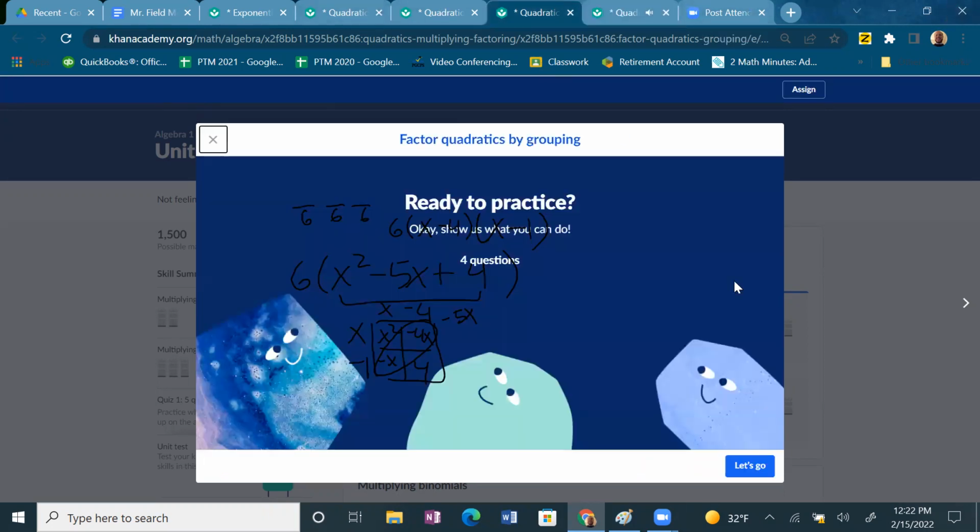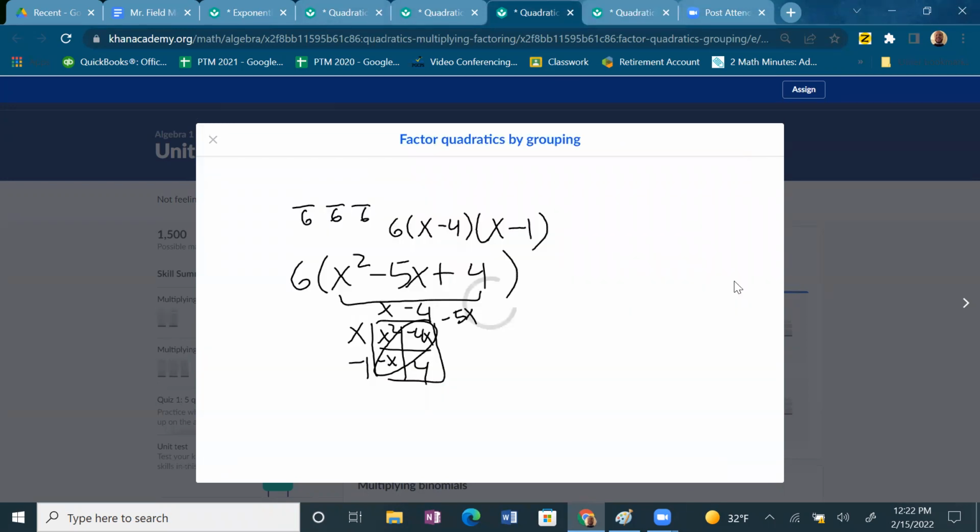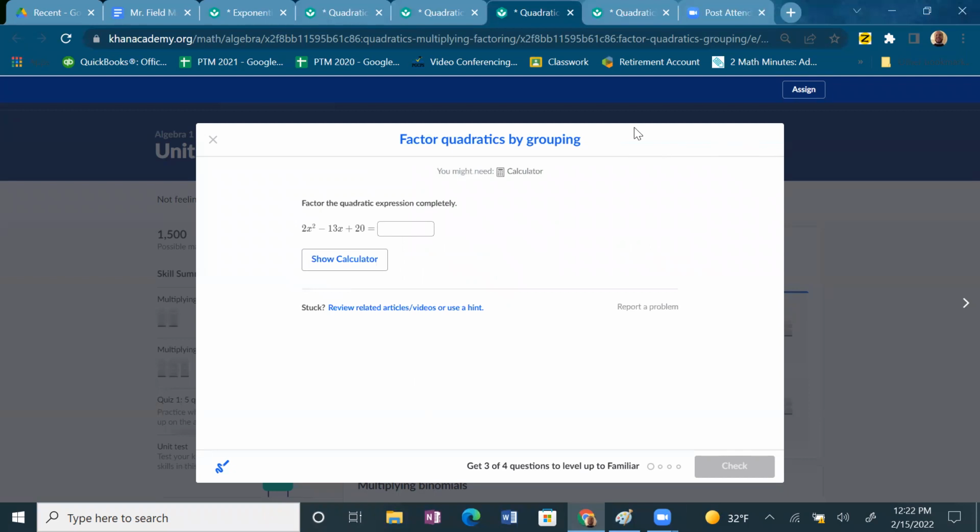So now this one, I want everyone to pay attention. Not that you weren't paying attention before, but you see that we have a number in front right here, 2x squared. But we cannot take out a GCF. There's no GCF of 2, 13, and 20, right?